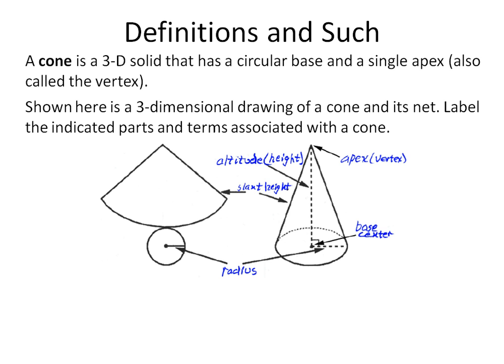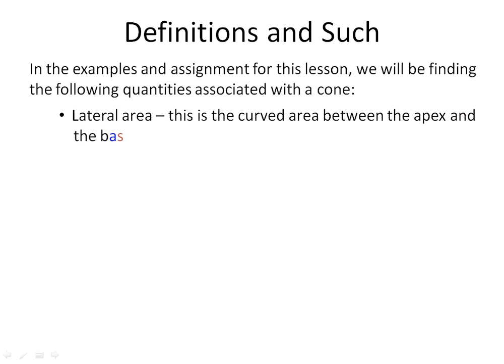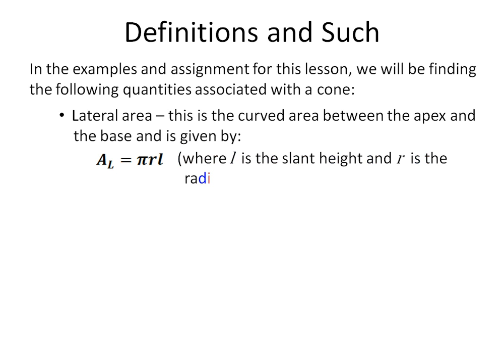We have a few more terms that we need to talk about. First one of these is the lateral area of the cone. This is the curved area between the apex and the base, and it's given by this particular formula, which is pi times the radius times the slant height. Okay, the r is the radius of the base, and the little l is the slant height of the cone, which is what goes along the edge.